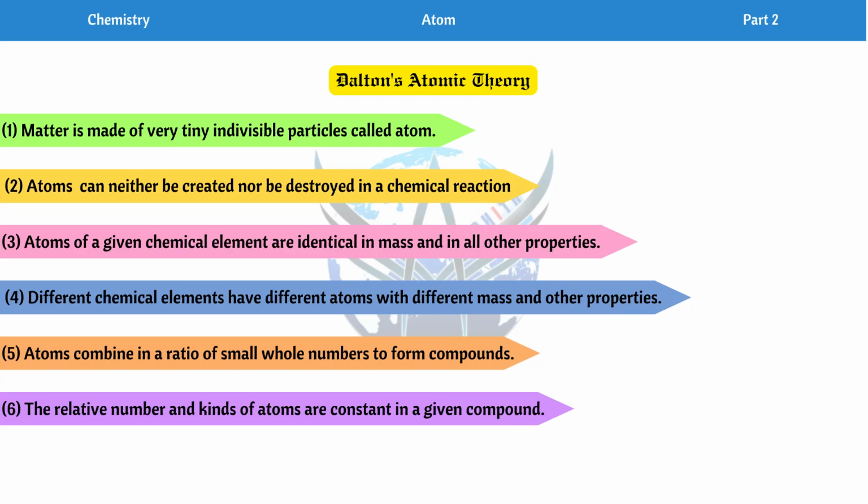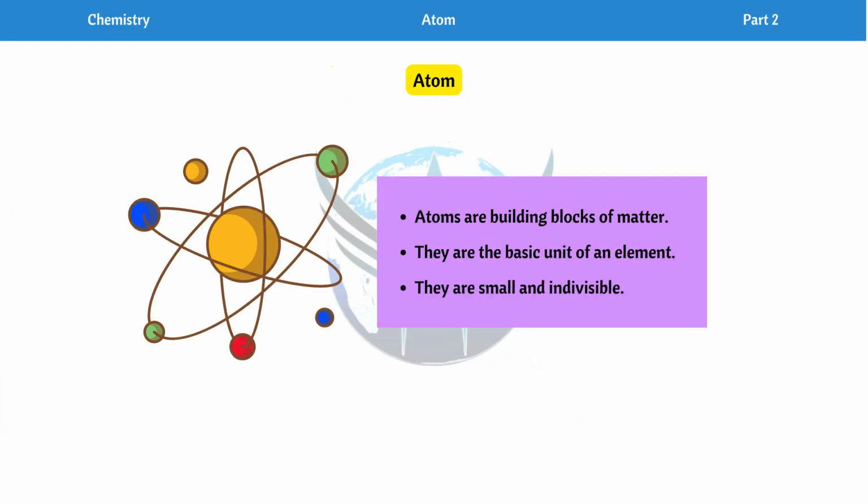So from Dalton's atomic theory we can derive a definition of atom: atoms are the building blocks of matter, they are the basic unit of an element. They are very small and indivisible. The point is that atoms are indivisible. Dalton in 1803 said that atoms are indivisible.